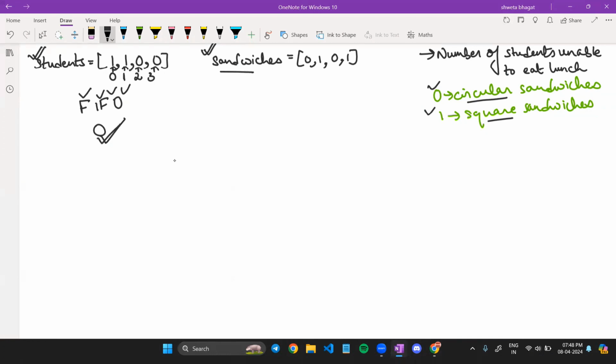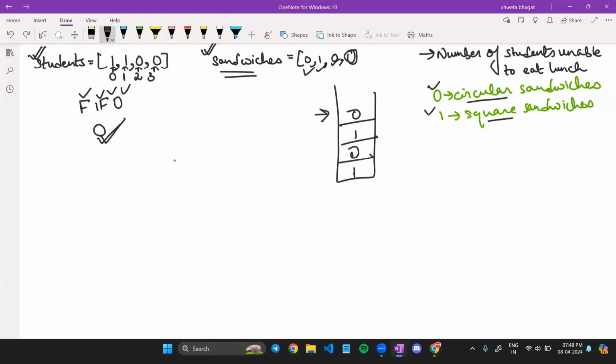Now, what are these sandwiches? These sandwiches are put in a stack. So let's say, what does this represent? It means that at the end of the stack, we have 1. Then after that, we have this 0. Then we have this 1. And then we have this 0. So at the top of the stack, we have a 0, which means that at the top of the stack, we have a circular sandwich.